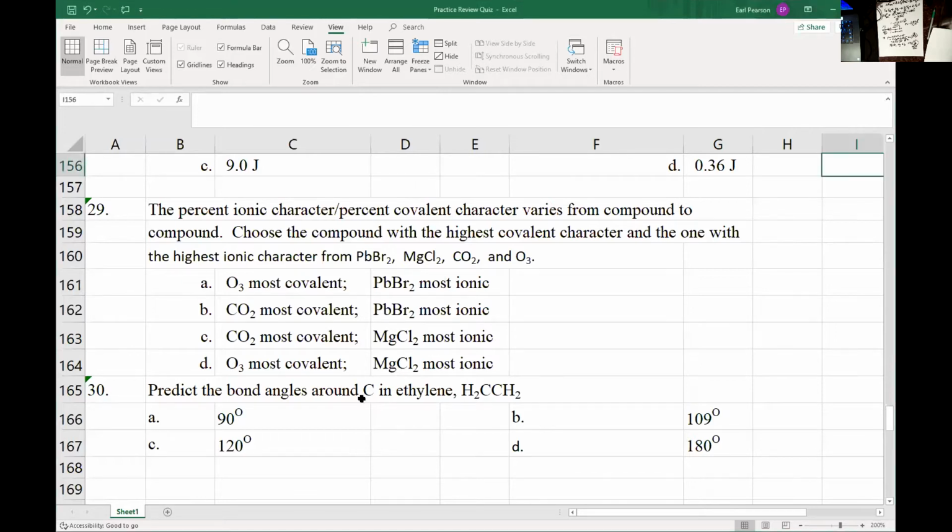To predict the bond angles around carbon in ethylene, which is the name of the compound, it's written H2CCH2. By implication, these hydrogens belong to that carbon, and these hydrogens to that carbon, and these carbons are connected together. So let's go ahead and do that part.